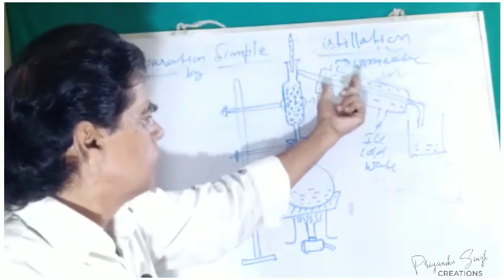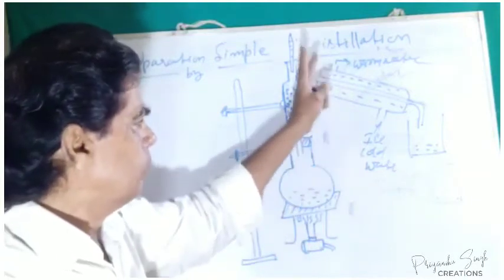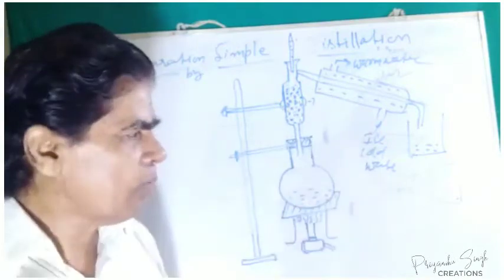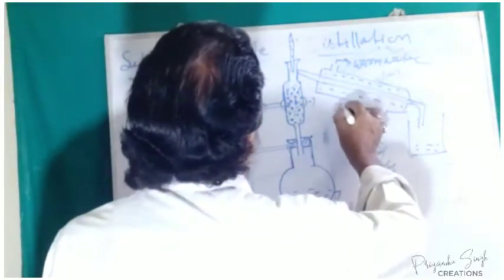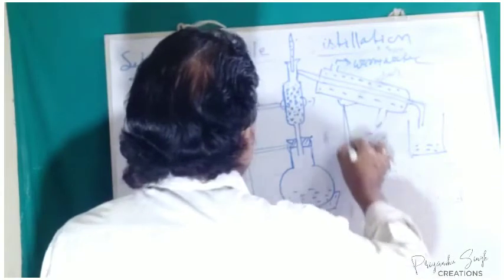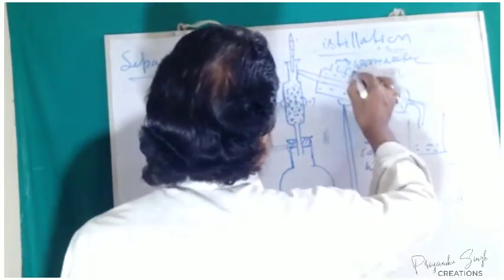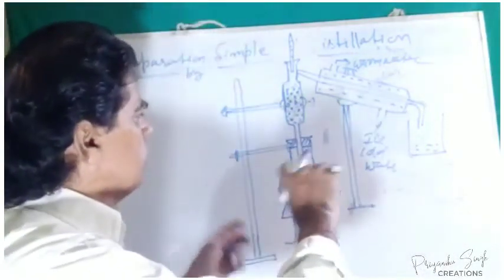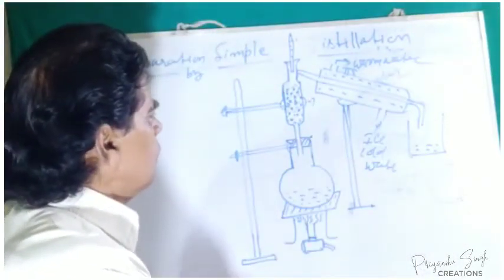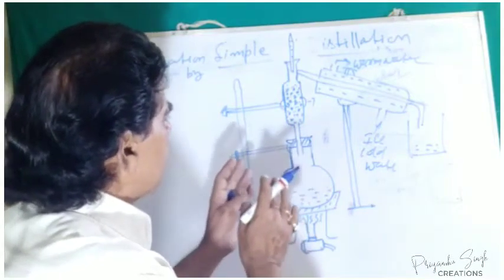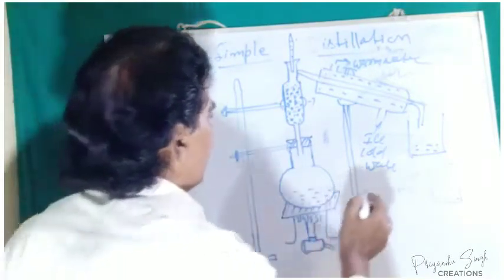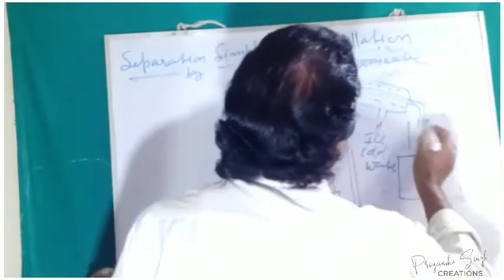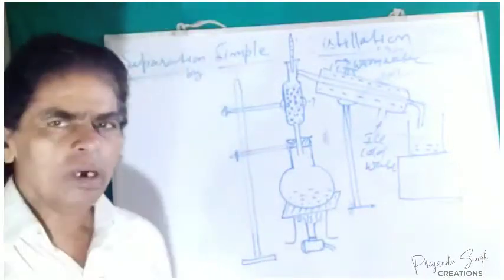This condenser is stood at its position with the help of another stand clamp, so that it wouldn't get disturbed or would remain at its own position, and the receiver is placed at some other platform to receive the condensed liquid.